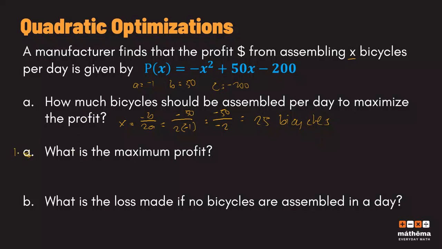This is letter B. What is the maximum profit? Alright, so if they're going to produce 25 bicycles, what is the profit? So basically, we're going to simply substitute. So P(25) = -25² + 50 times 25 - 200. Alright, so we'll just use our calculator to solve this.